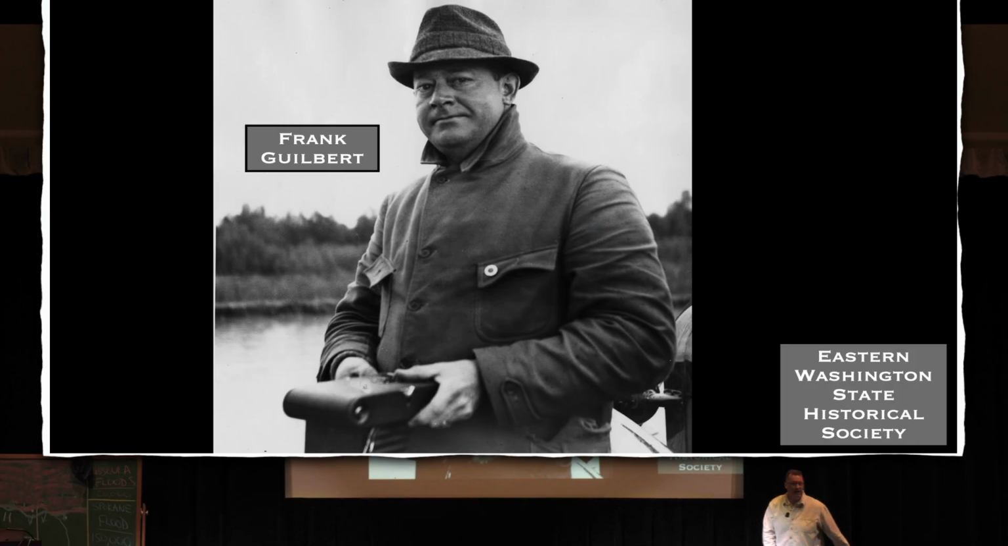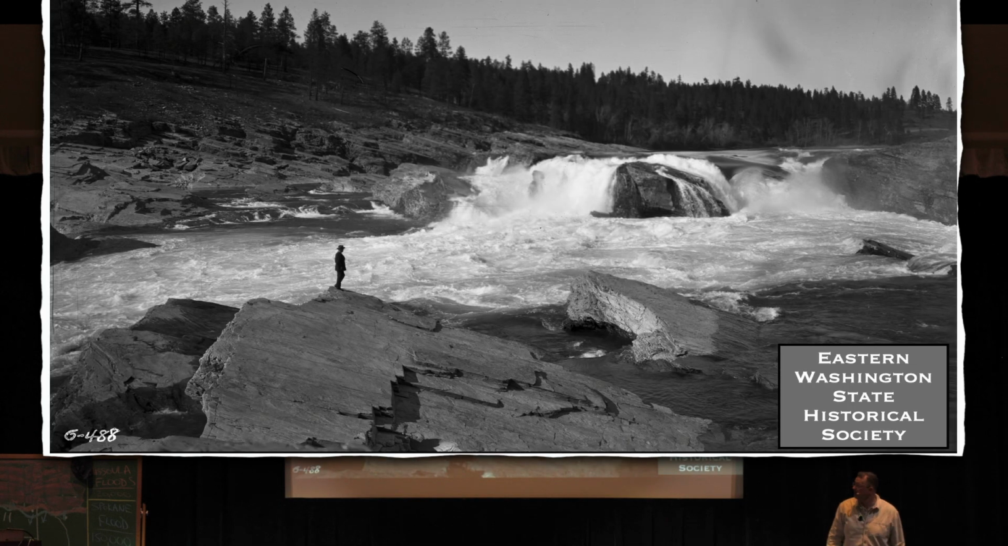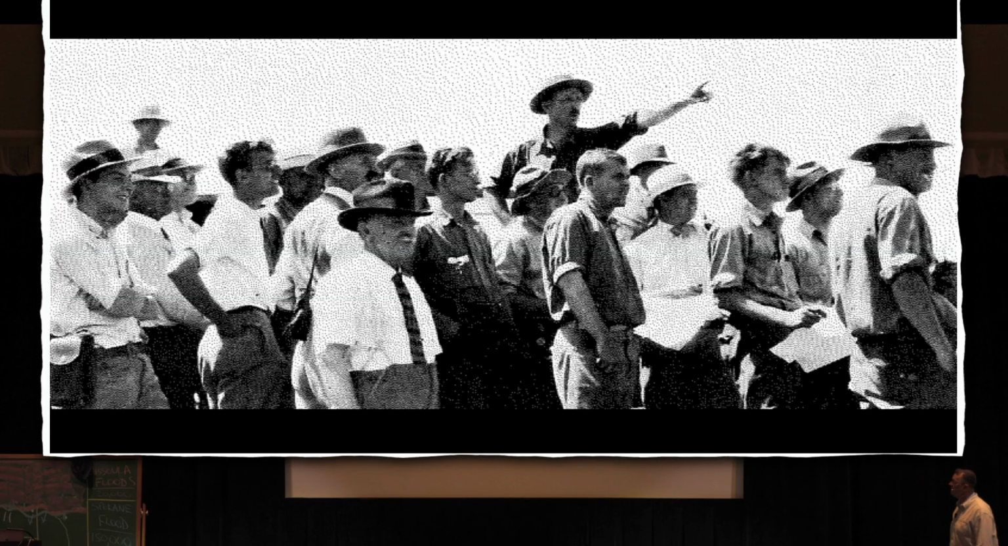This is the guy, Frank Gilbert, based out of Spokane. There's a whole Frank Gilbert collection of photos at this historical society. Amazing photos from this guy. Maybe just a hobby photographer, I'm not sure. This is from Kettle Falls, one of Frank's photos.